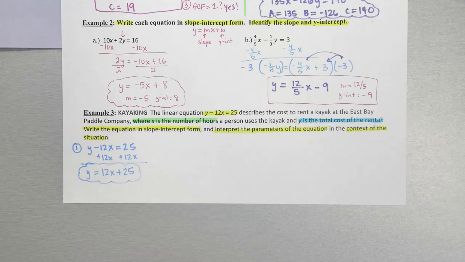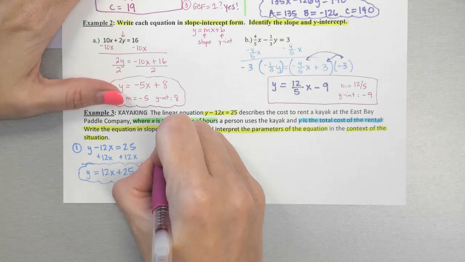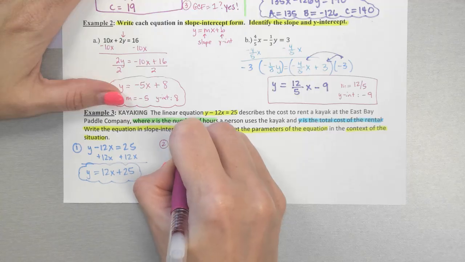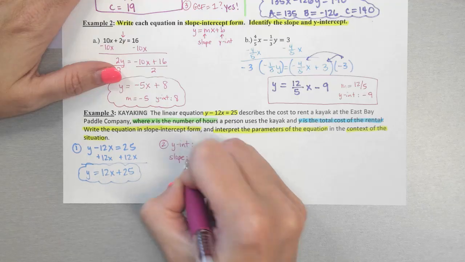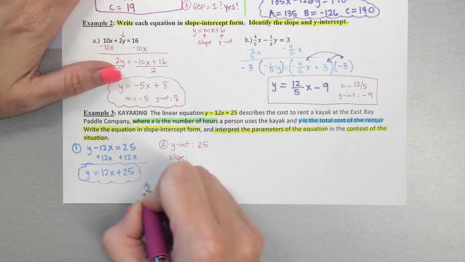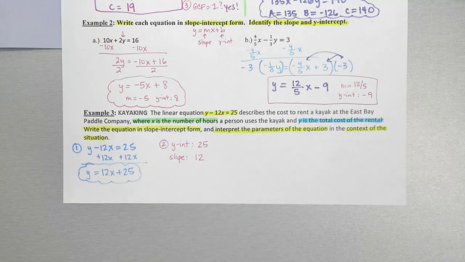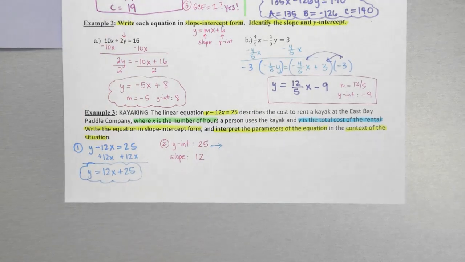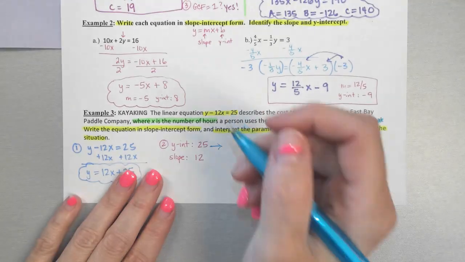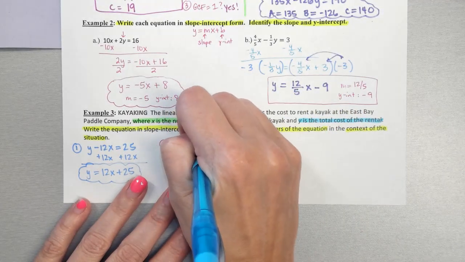Okay, now when you are doing the interpretation, we're going to use what we know about the y-intercept and the slope. Your y-intercept is 25. Your slope is 12. So your y-intercept is always your starting value or your initial value. Okay, so 25 in this concept represents what?